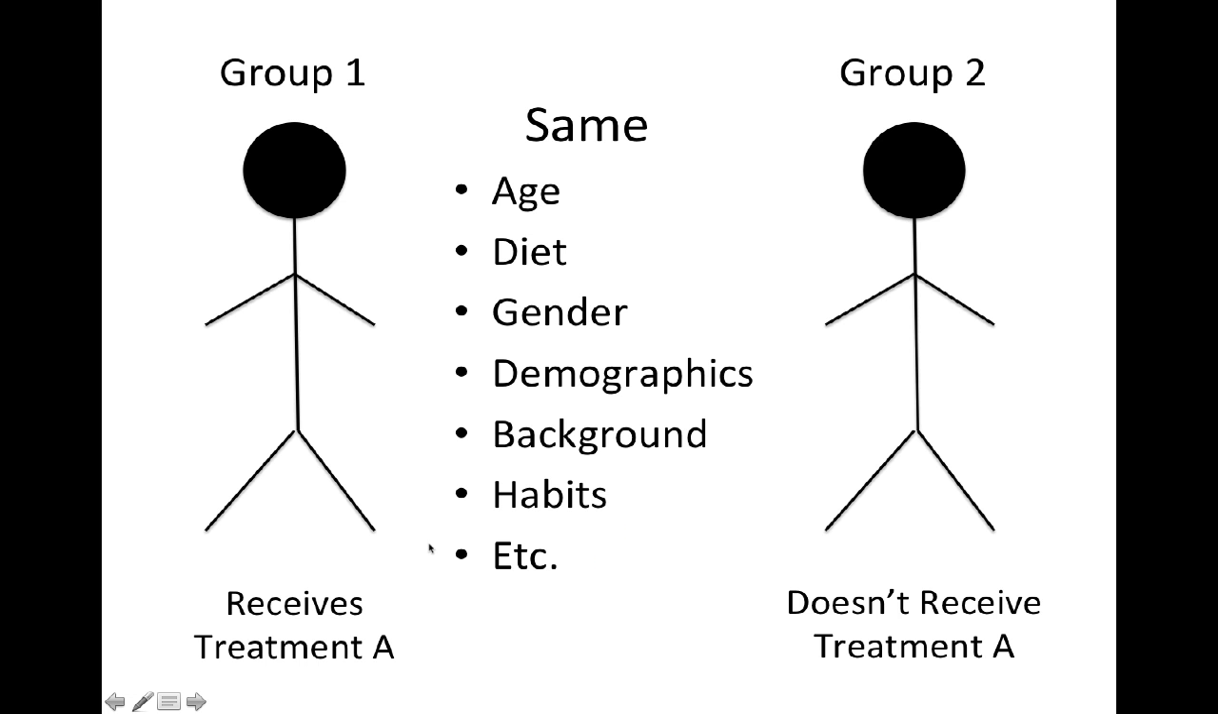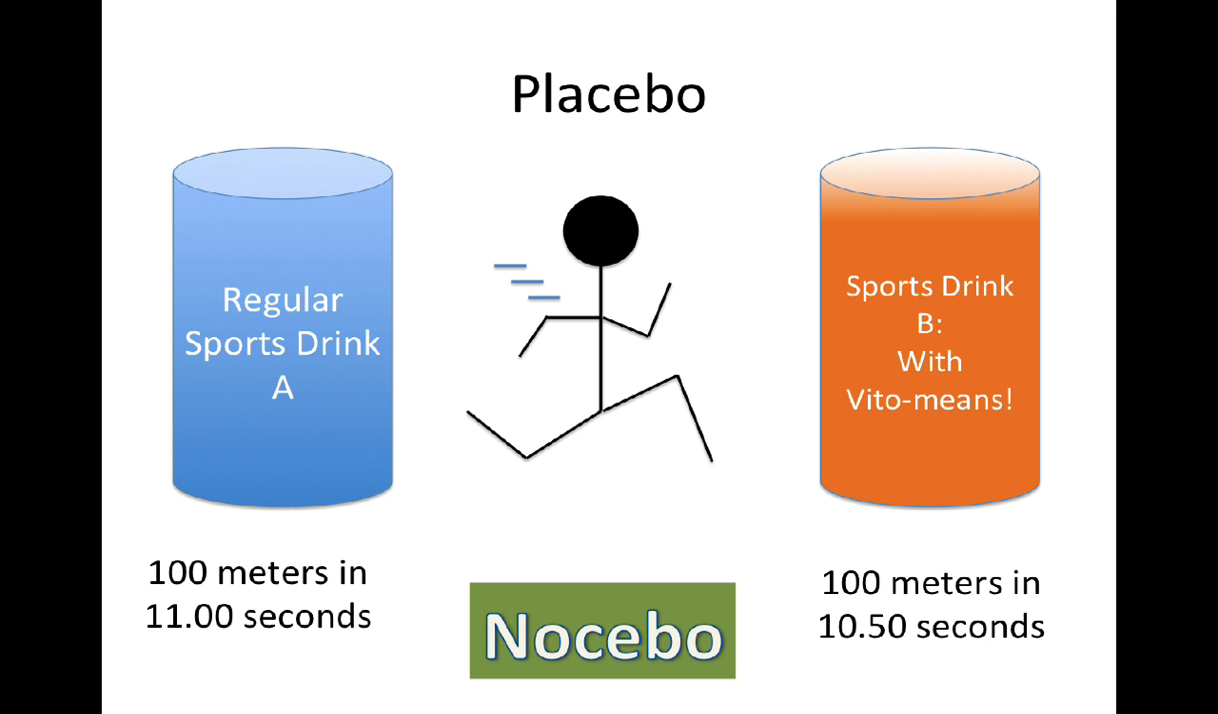Ideally, if you could take identical twins and assign one to the A treatment group and the other to the B treatment group, that would be ideal. So you don't want to have any variables different between these two. And then you would go ahead and perform the study and measure the outcome.